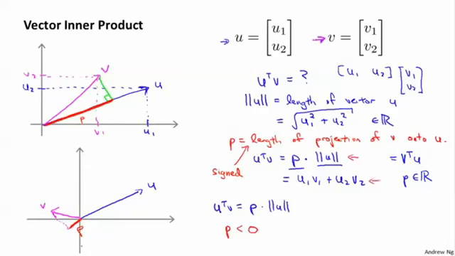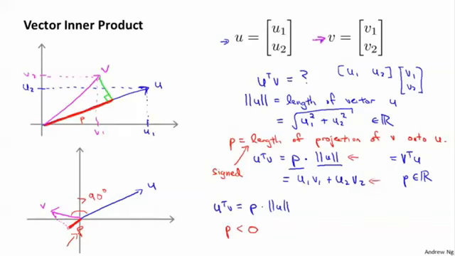So in inner products, if the angle between u and v is less than 90 degrees, then p is the positive length of that red line, whereas if this angle here is greater than 90 degrees, then p will be the negative of the length of that little line segment over there. And so the inner product between two vectors can also be negative if the angle between them is greater than 90 degrees. So that's how vector inner products work.